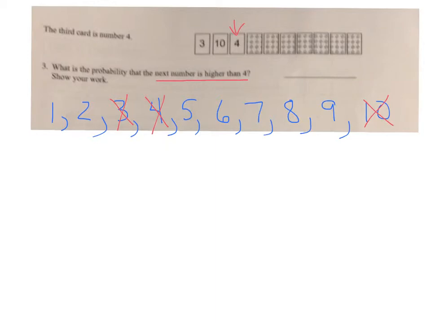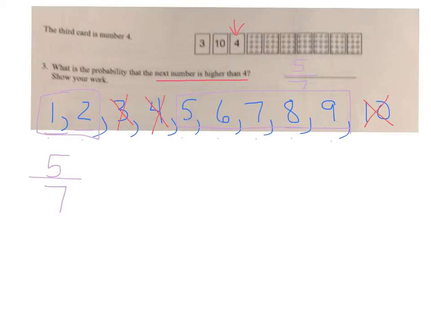On here, we have 1, 2, 2 numbers that are left that are lower than 4. We have 1, 2, 3, 4, 5 that are greater than the 4. Okay? So, altogether, we have 1, 2, 3, 4, 5, 6, 7. So that is the denominator. That's how many we have. And out of those, it's 1, 2, 3, 4, 5 chances out of 7 that the next number is going to be higher. Okay? 5 chances out of 7.